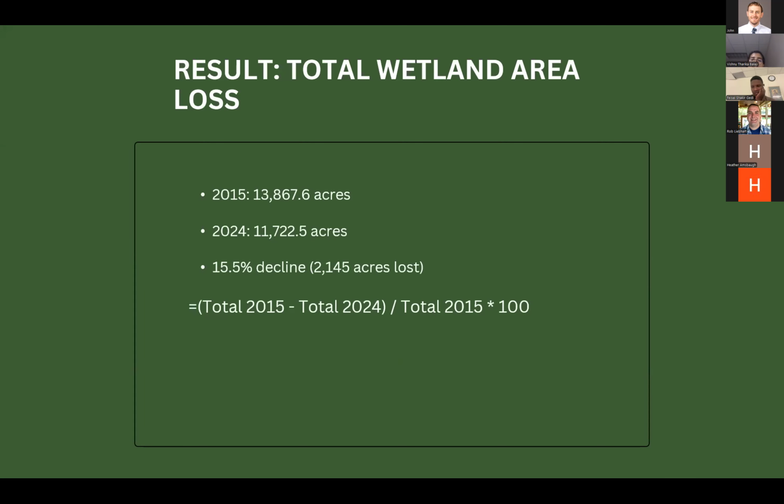I also calculated the total area in acres. So this was the total area, all the 10 lakes combined. In the year 2015, the total area was 13,000 acres, but in 2024, it declined to 11,000. Almost 2,145 acres were lost, or in other words, almost 15.5% wetland decline is being seen. And I used this particular formula to calculate the acres.